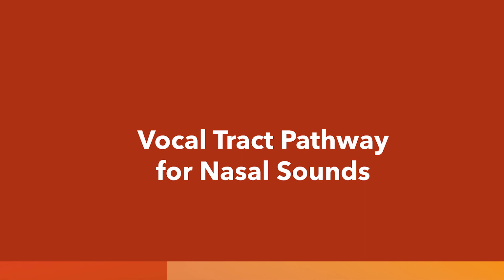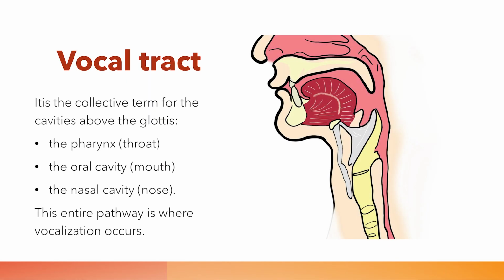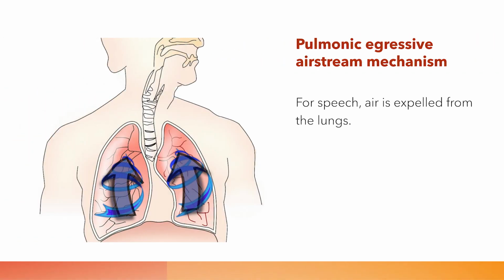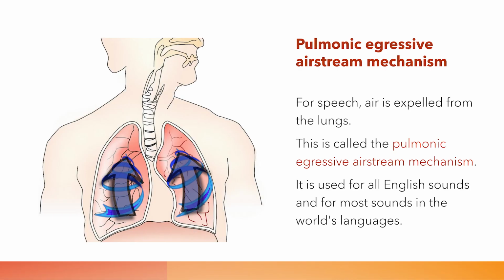Vocal tract pathway for nasal sounds. The vocal tract is a collective term for the cavities above the glottis: the pharynx, the throat, the oral cavity, mouth, and the nasal cavity, nose. This entire pathway is where vocalization occurs. For speech, air is expelled from the lungs, the pulmonic egressive airstream mechanism, which is used for all English sounds and most sounds in the world's languages.